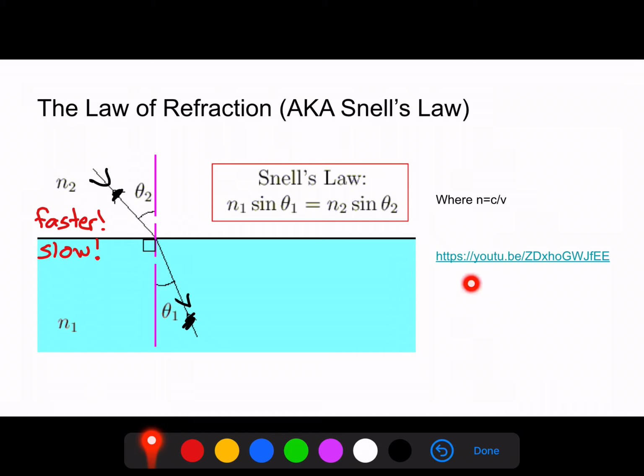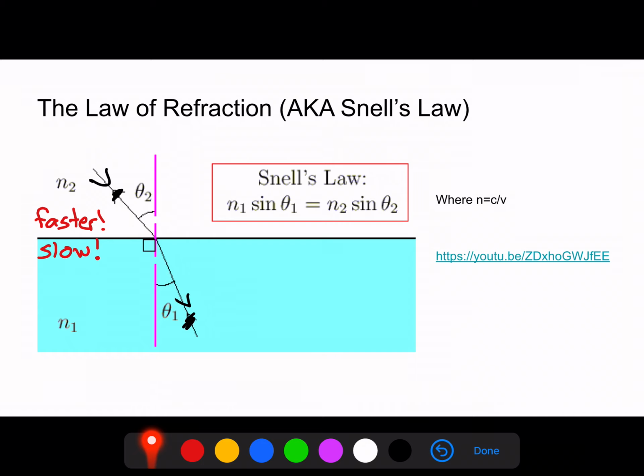I really encourage you to click on this link here that you see. I don't really want to take the time to play the whole video for you within my own video, but it's highly entertaining and it gives you some good analogies to think about as to why this sort of bending will occur when these rays of light go from one substance to another substance.